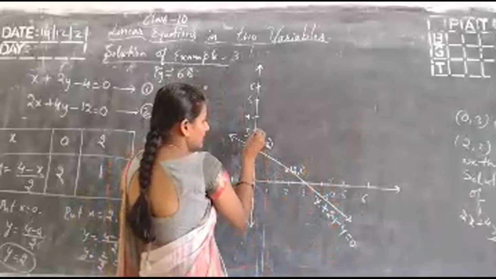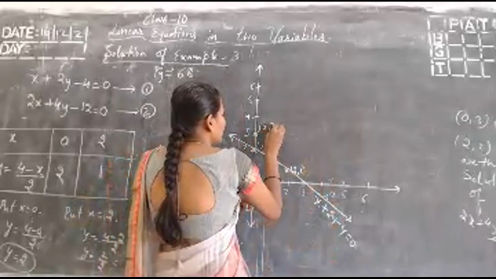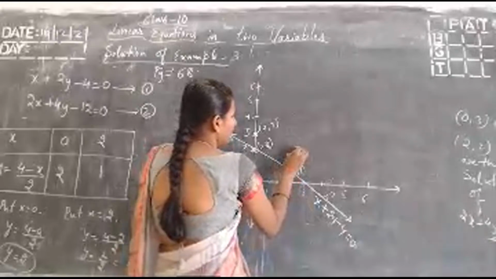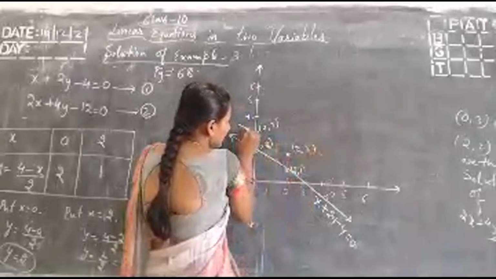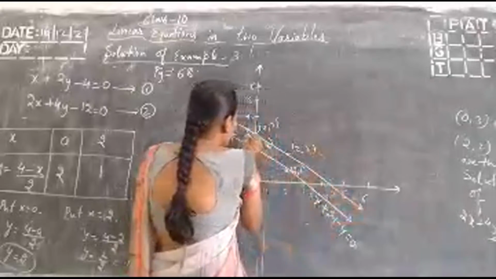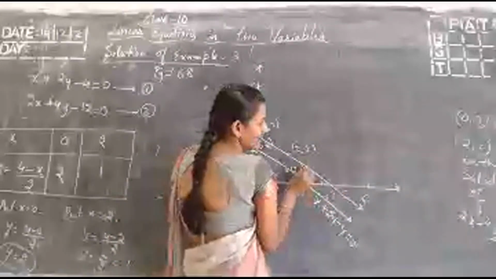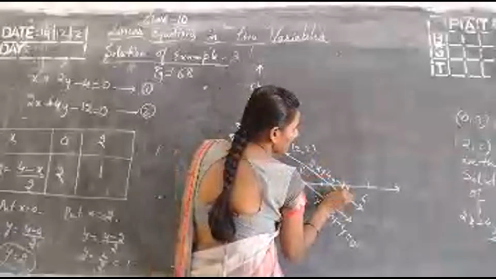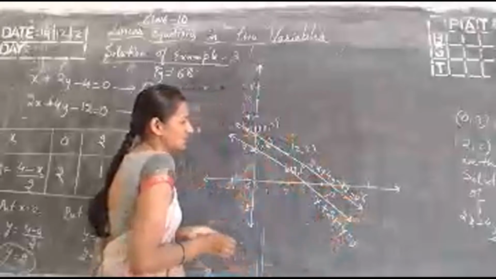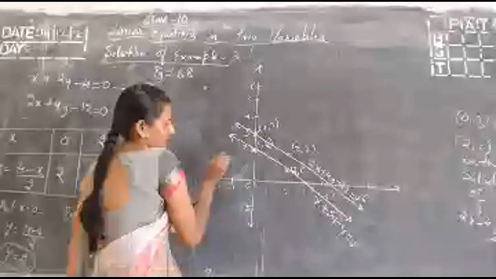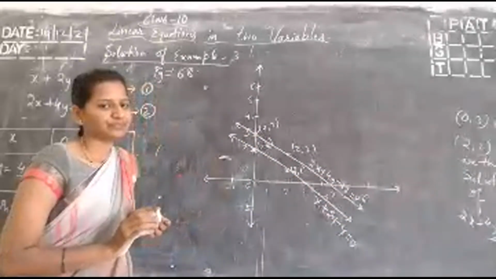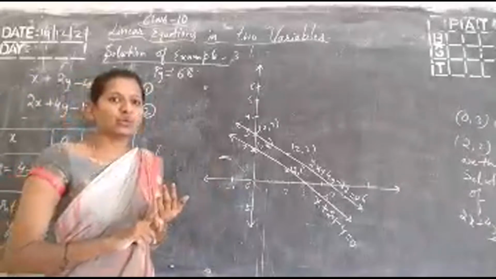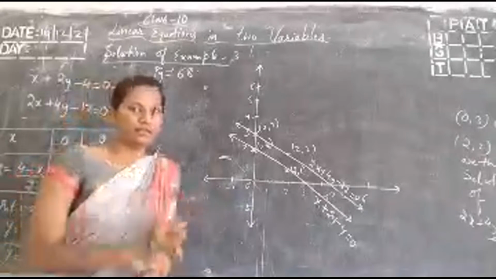Again (0, 3) comes here. (2, 2) comes here. So these two are what? Parallel lines. 2x plus 4y minus 12 is equal to 0. These two are parallel lines. Understood? Okay, fine. So we have completed example 2 and example 3.